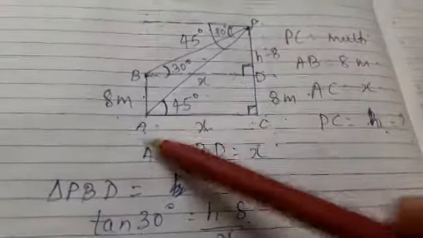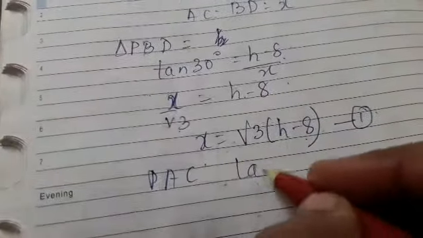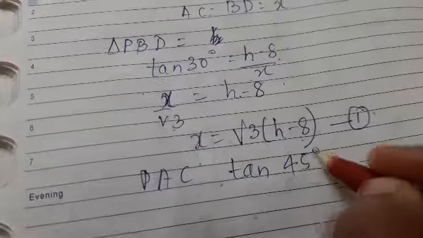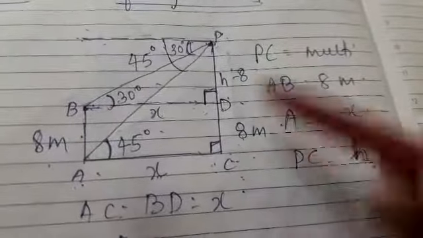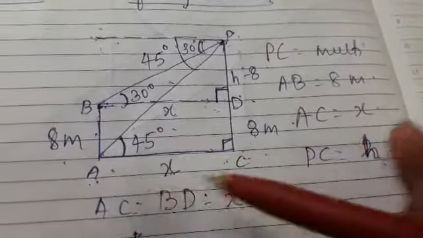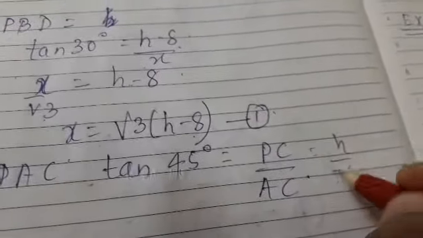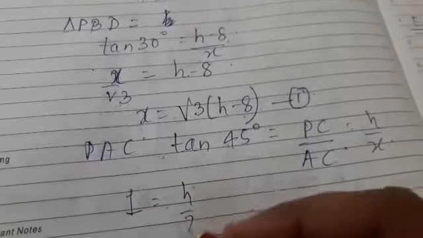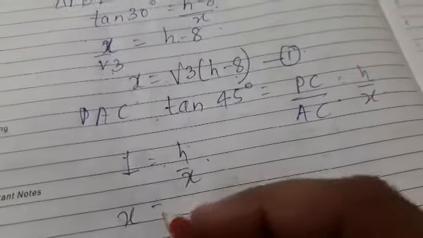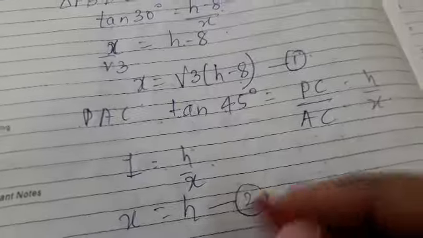And what is the next equation? Tan 45, triangle PAC, tan 45 degree is equal to PC upon AC. You can check the diagram. PC upon AC. Now PC is h, AC is x. So therefore h upon x. Now tan 45 is 1 and h upon x. Therefore x will be equal to h, equation 2.